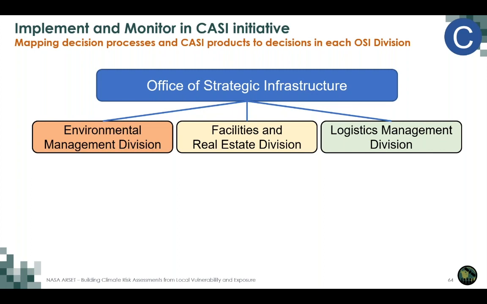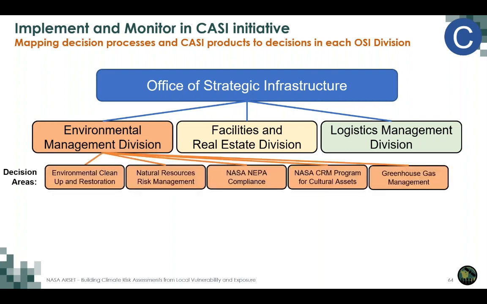Here is a flowchart of one. Under the Environmental Management Division, the decision areas are environmental cleanup and restoration, the natural resources risk management, the NASA NEPA compliance, and the NASA CRM, or the Cultural Resource Management Program, and the Greenhouse Gas Management Program.